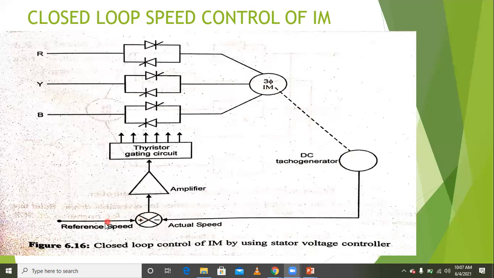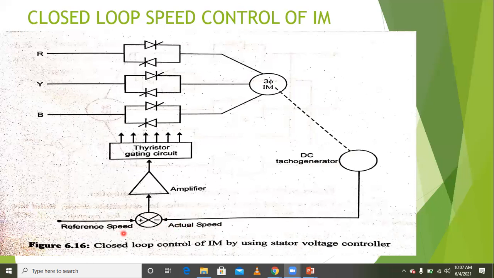So first, the reference speed is greater than the actual speed; that is case one. If the actual speed is greater than the reference speed, that is case two. So if the reference speed is equal to the actual speed, what happens? How is this induction motor working? That means the actual speed matches the reference speed.